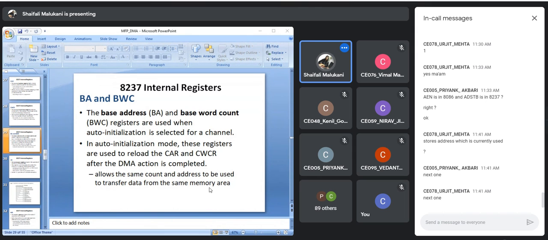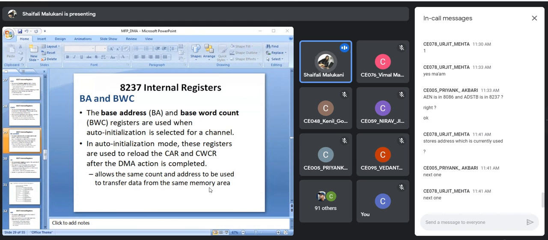What is auto initiation? Suppose I'm storing 100 locations. I will start from 0000, I will go to the 64th location, that is 0064h, that is the 100th location, right? And again I will start with the 0000 location. So I will require to store that base address. Currently my base address and current address are 0000. Now my current address will become 0001, but my base address will remain 0000. Now when my current address becomes 64, that is, 100 locations are completed, then in my current register I am going to load my base address again. So my current register will again become 0000.